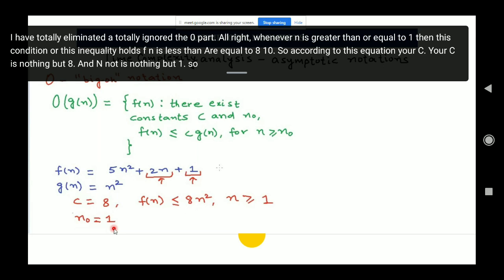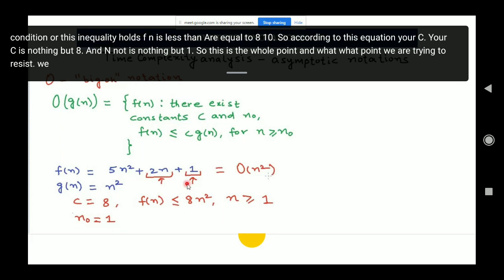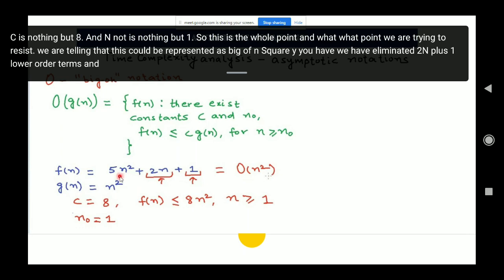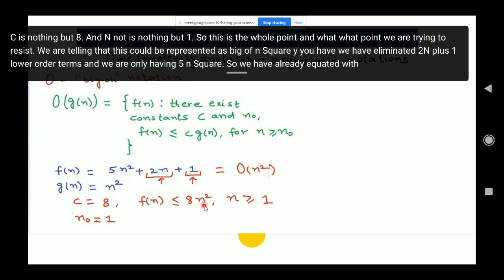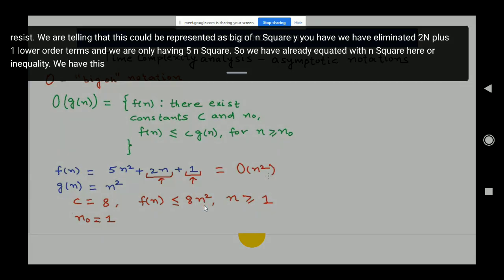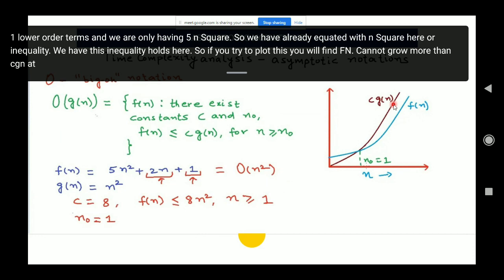So this is the whole point. What point are we trying to make? We are telling that this could be represented as big O of n square. Why? You have eliminated the lower order terms 2n plus 1, and we are only having 5n square. So we have already equated it with n square here, and this inequality holds. If you try to plot this, you will find Fn cannot grow more than Cgn at any cost. Did you get it?